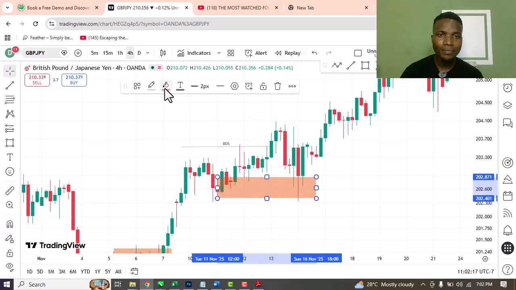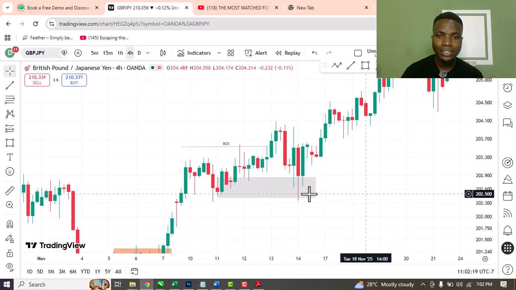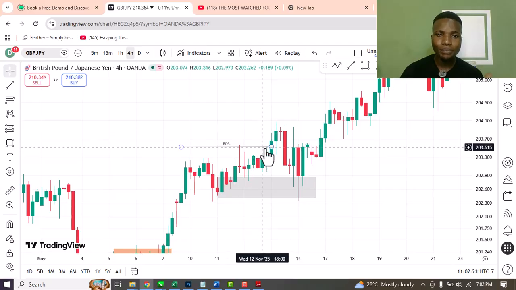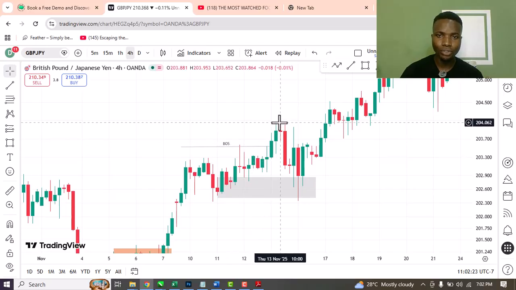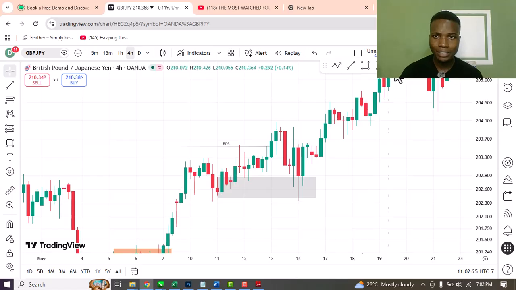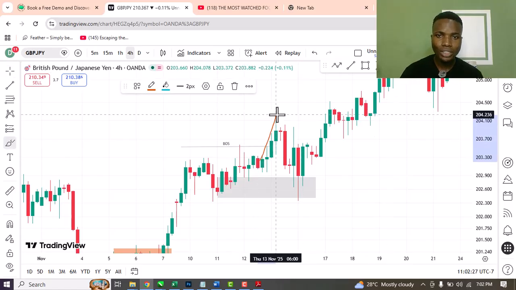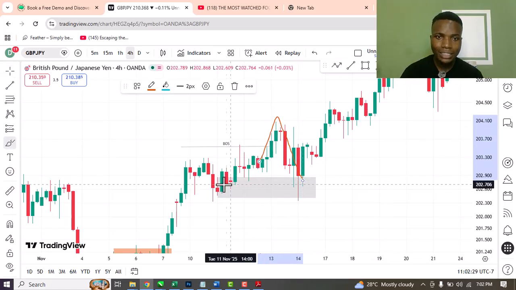And you can see that after price broke this break of structure right here, price goes all the way up and retests this demand zone.